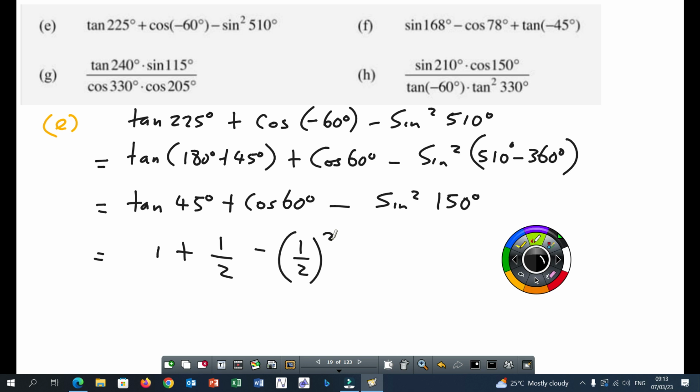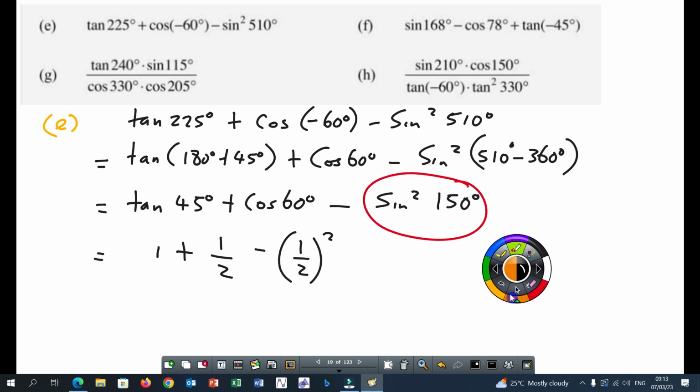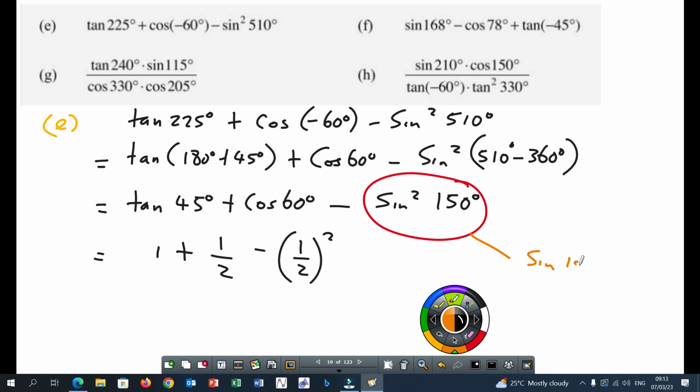The good thing is you can verify with the calculator, and I just hope that all of you are aware that this is the same as sine 150 all squared, which is equal to sine 30 degrees all squared, and that will be a half squared. Time for you to catch up. Alright, let's get on.